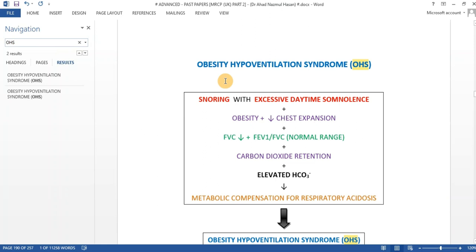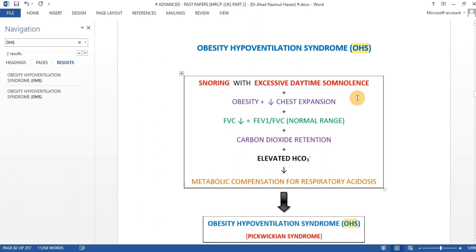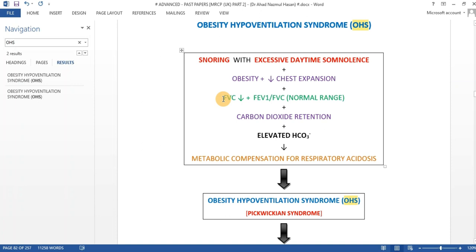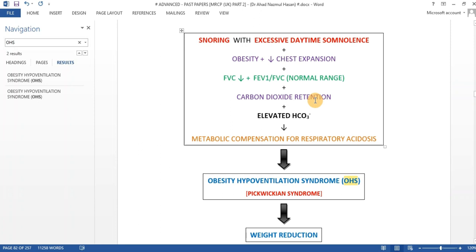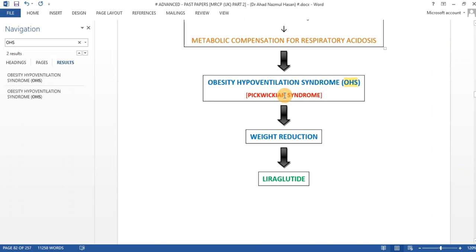So, sir, how would you differentiate between the two? Okay, I'm coming back. Snoring with excessive daytime somnolence, obesity with reduced chest expansion, significant reduction in the FVC with normal FEV1 FVC ratio, with features of carbon dioxide retention and significant elevation of the bicarbonate. This elevation of the bicarbonate indicates the metabolic compensation for the respiratory acidosis. Most likely diagnosis is obesity hypoventilation syndrome, which is also known as the Pickwickian syndrome.